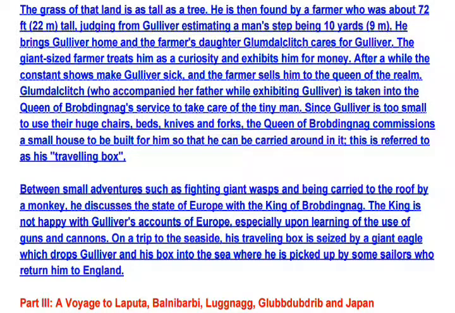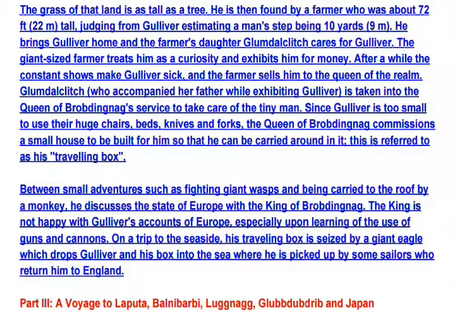Glumdalclitch, who accompanied her father while exhibiting Gulliver, is taken into the Queen of Brobdingnag's service to take care of the tiny man. Since Gulliver is too small to use their huge chairs, beds, knives, and forks, the Queen of Brobdingnag commissions a small house to be built for him so that he can be carried around in it. This is referred to as his travelling box.